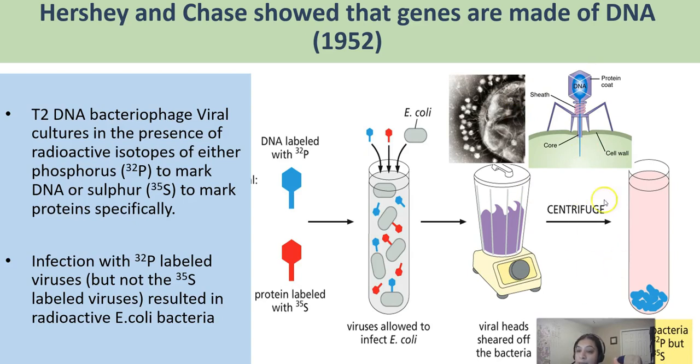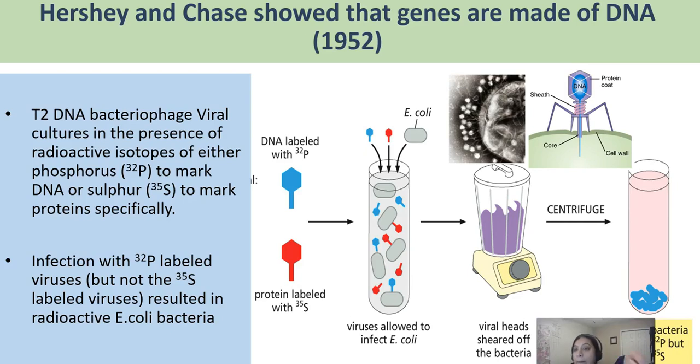And next, these bacteria that were infected were pelleted down and examined to see what was left behind. What they found was that the only thing inside the bacteria was P32 and no S35, which meant that DNA was the transforming material that went inside the bacteria, and not any of the protein associated with the virus itself.